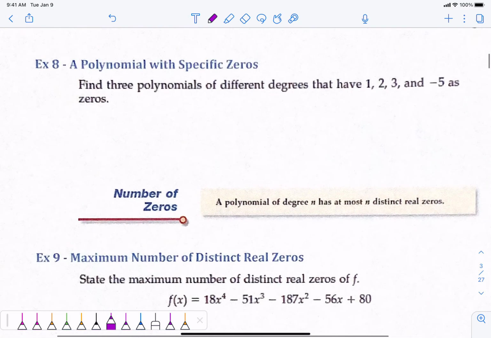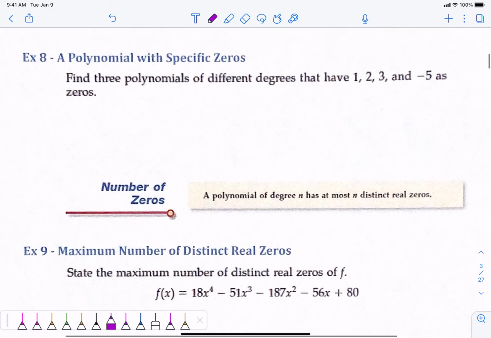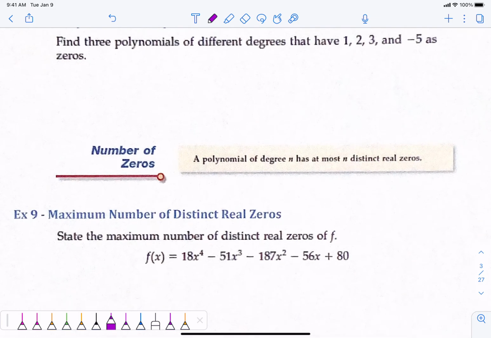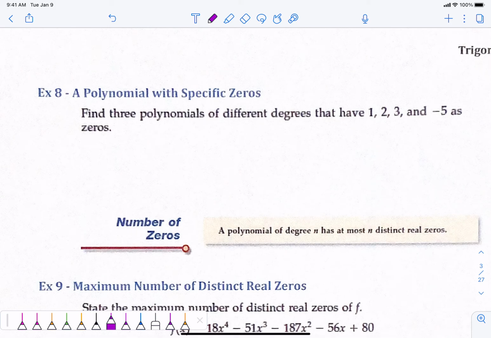Oh, wait. We do have some more. Just say no, please. Tomorrow. Example 9 is really easy, but example 8 is easy too, but it's just whatever.